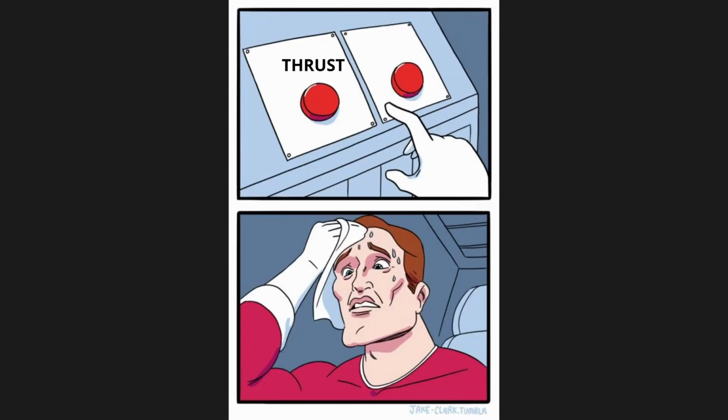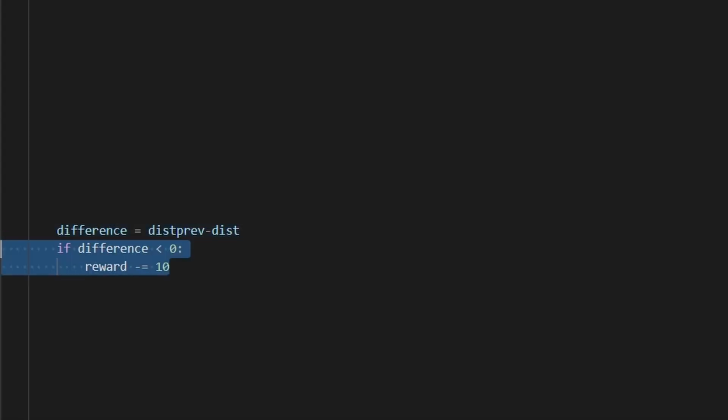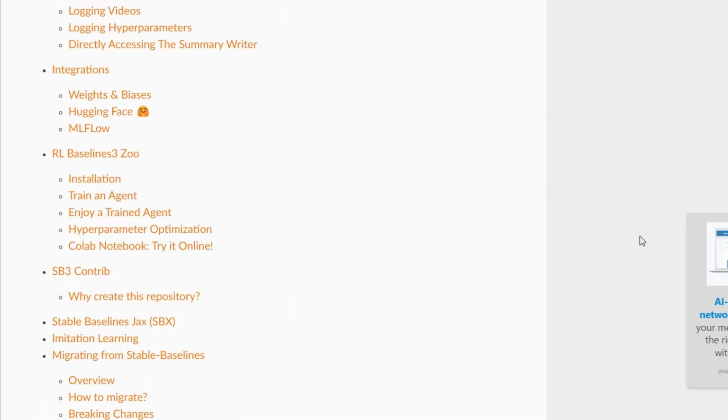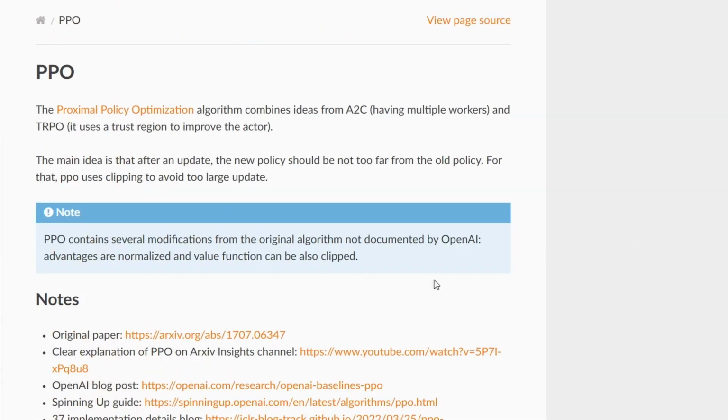Now comes the tricky and most important part, the reward function. For the model to understand if it has made a good decision, it needs some indication. We provide this indication in the form of a reward value. The main objective is to reach the target position. We reward the model with a positive value if it moves towards the target and a negative value if it moves away. Finally, to train the model, I use Stable Baselines, a collection of reinforcement learning algorithms.